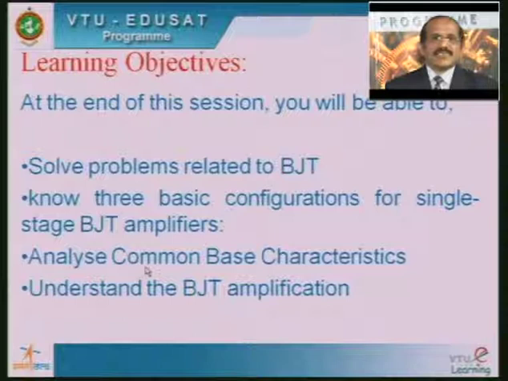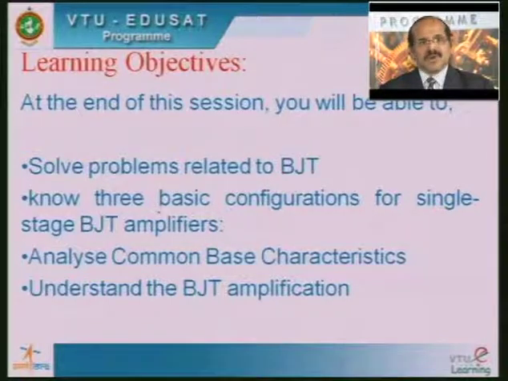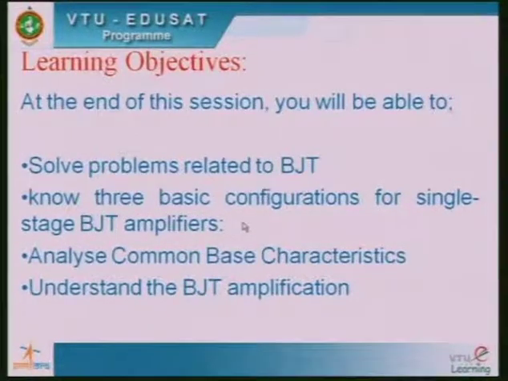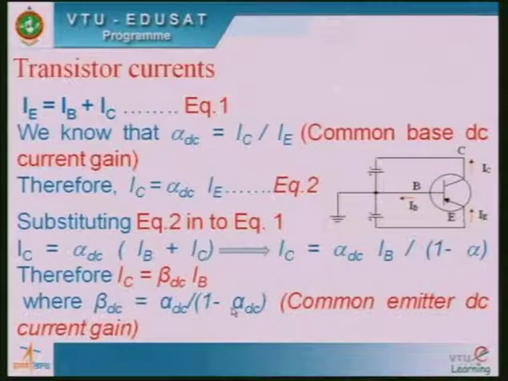Today, at the end of the session, you will be able to solve some problems related to the bipolar junction transistor, note down the differences between the three basic configurations of the single stage bipolar junction transistor amplifier, that is the BJT amplifier, and analyze the common base characteristics of the BJT. At the end of the session we shall see how the BJT acts as an amplifier using the common base configuration. So now let us see, from this figure, we have a PNP transistor.